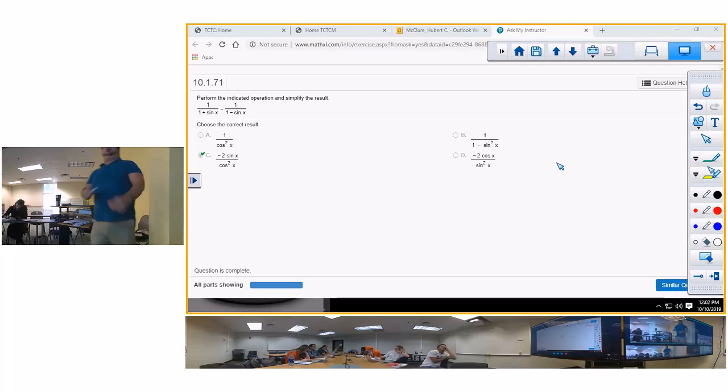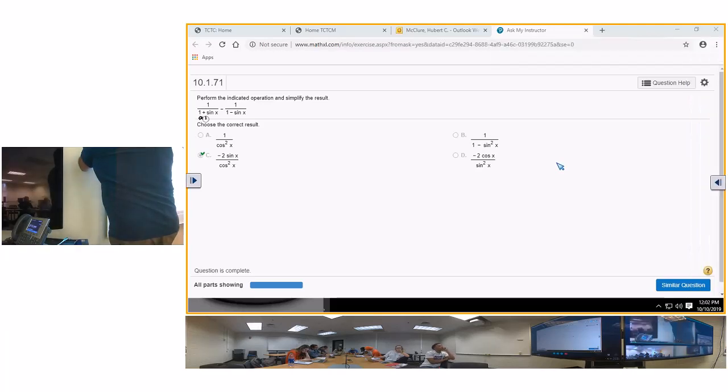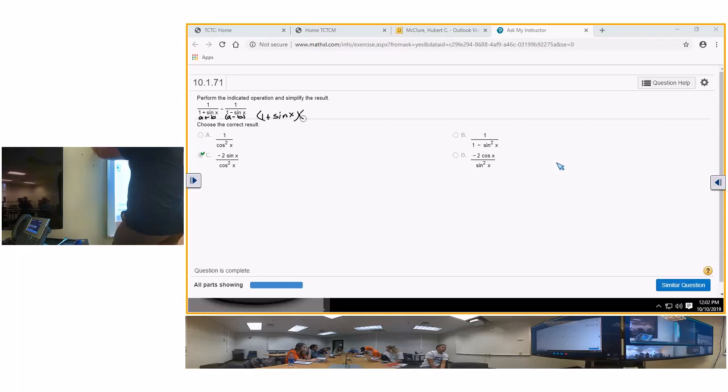This is shortcut number what on the bottom? This is a plus b, a what? Minus b. So I'm going to make the common denominator equal to a plus b times a minus b. So that's going to be 1 plus sine of x times what? 1 minus the sine of x. So I'm going to put that under both of them. I'm going to do a baby step here so y'all don't get lost. Okay?